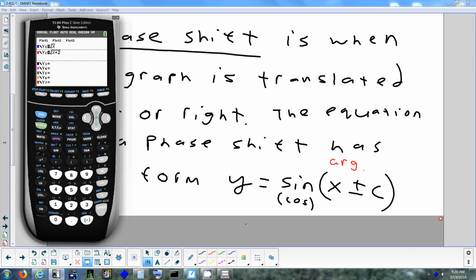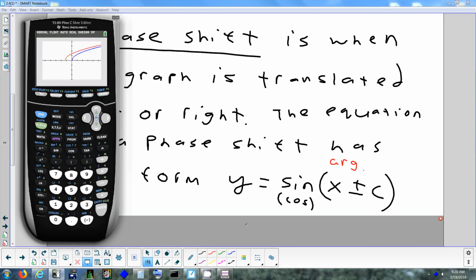So plus 2 is either going to move it left or right. Does anyone have a guess which way it's going to move? Yeah? Right. Okay, so plus, you might think on the number line, positive numbers go to the right, negative numbers go to the left. Let's see what happens.